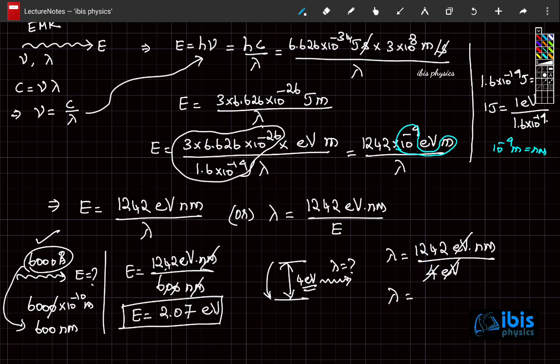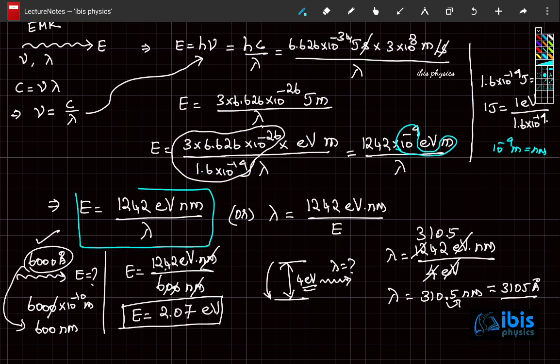So lambda equals 310.5 nanometer, or 3105 angstrom. If you push the decimal point once to the right, it becomes angstrom. So angstrom to nanometer is one decimal point less, and nanometer to angstrom is one decimal point more. The application of this important formula I will discuss further in the next two or three videos. Just remember these two.